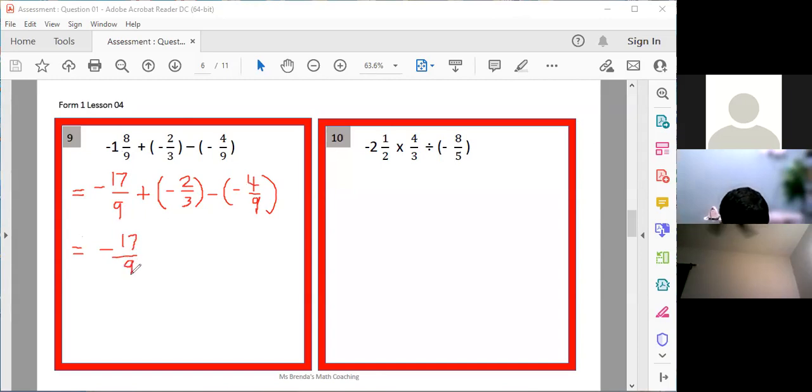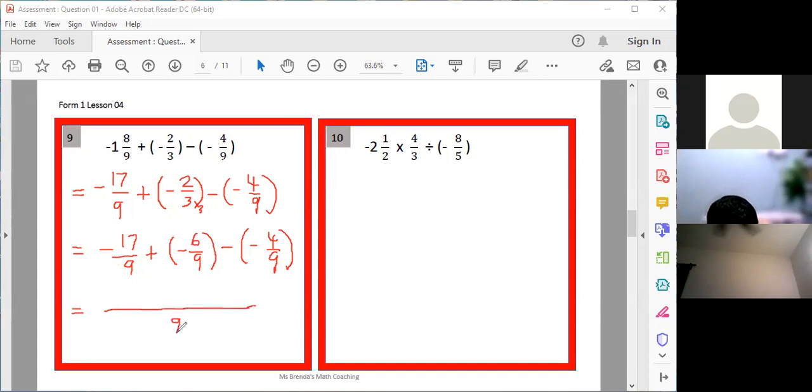So negative 7 over 9 plus, with this one times 3, will become negative 6 over 9. Okay, minus negative 4 over 9. You see, I don't cut out my brackets and negative all. I just copy. Finally, when I have all my denominators lined up, I will put there 9. Okay, and I will write down negative 17. Positive and negative is negative, so minus 6. Negative and negative is positive and plus 4. So my answer should be negative 17 minus 6.